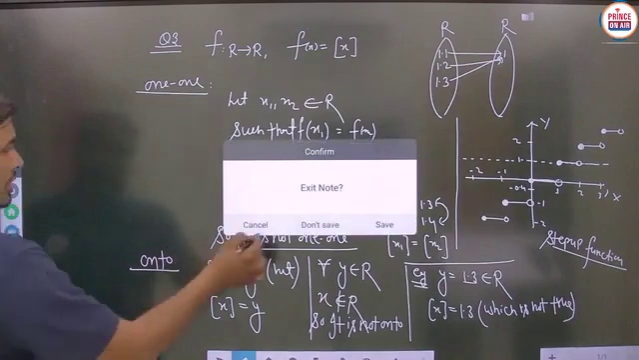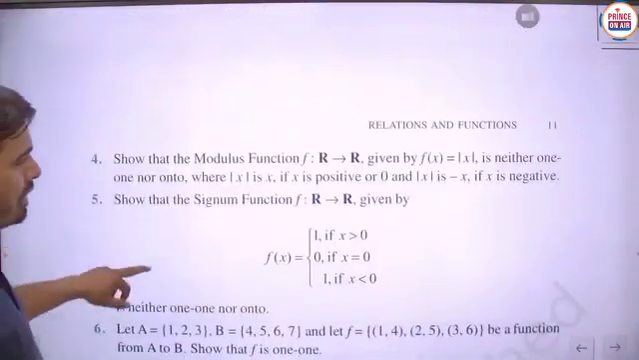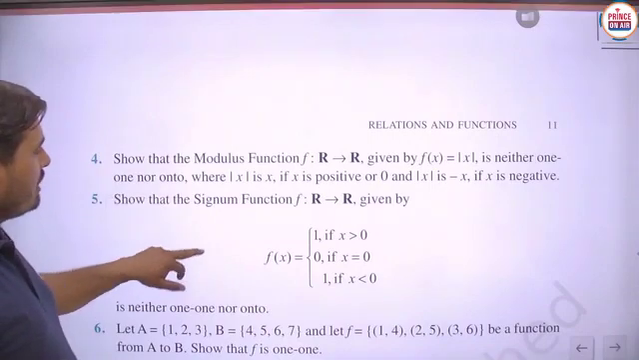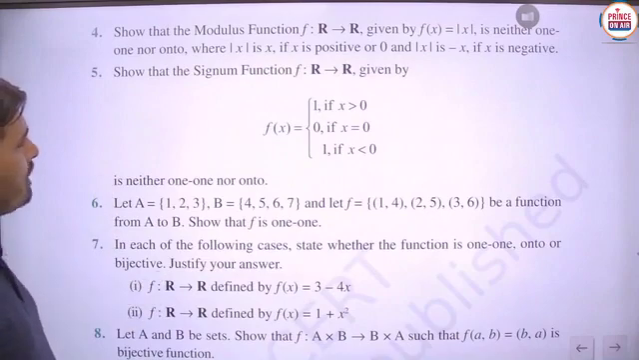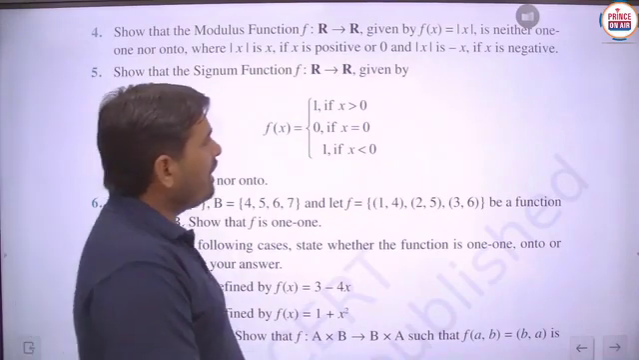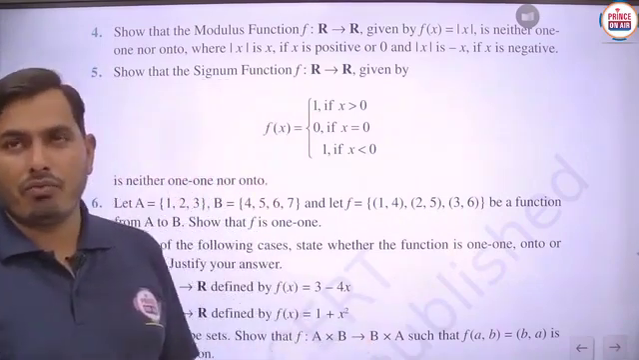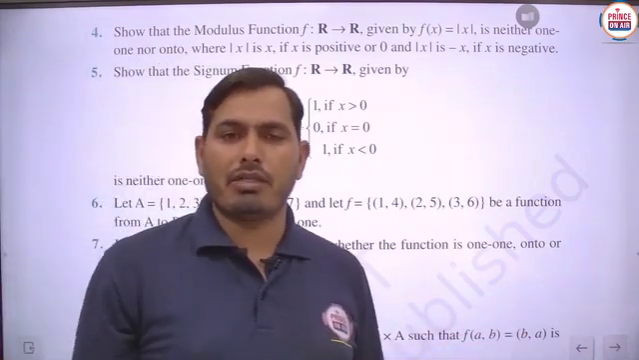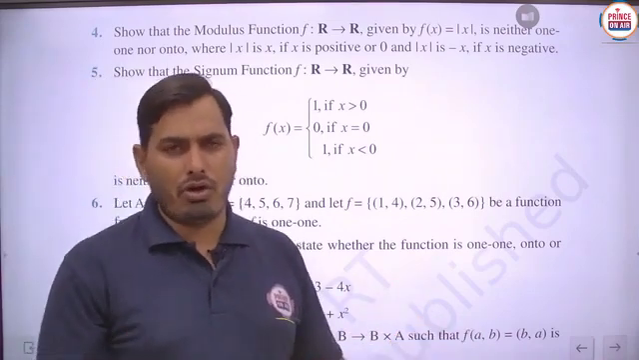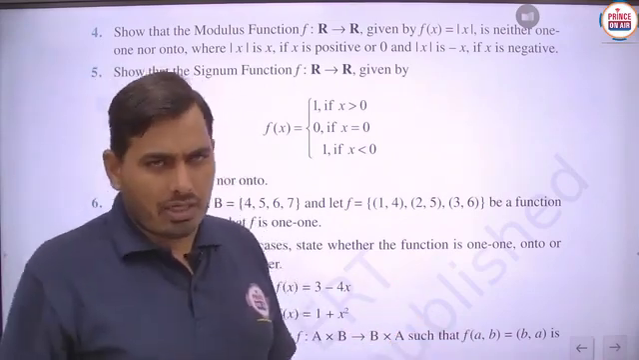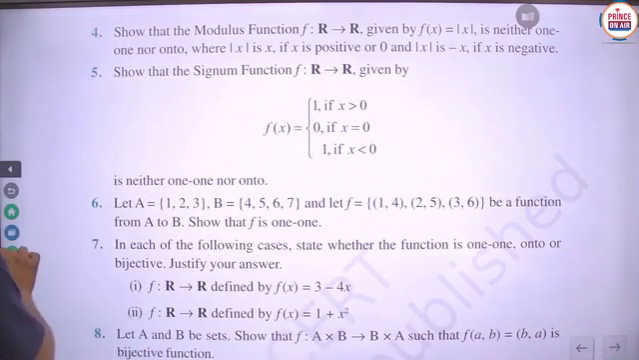So the next question we will take here, question number 4. You can see question number 4 here. The question says that the modulus function f from R to R given by f(x) equals modulus of x. Again we have to check whether it is one-one or not, onto or not, and what other scenarios this function can have. So we will take the question and solve it here.